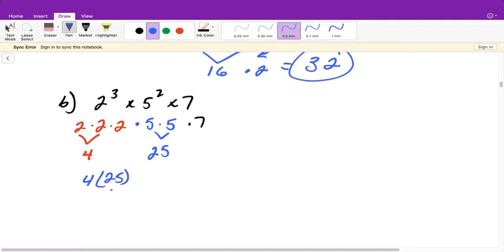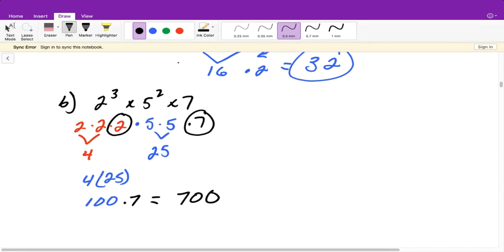So 4 times 25 is going to be equal to 100. And now I'm left with this 2 and this 7 I never multiplied. Well, 2 is easier to multiply, so I'm just going to go ahead and save it to multiply at the end. So I'm going to multiply it by 7 first. Well, 100 times 7 is going to be equal to 700. And now I multiply by that 2, and that is equal to 1400. So this 2 cubed times 5 squared times 7 is 1400.